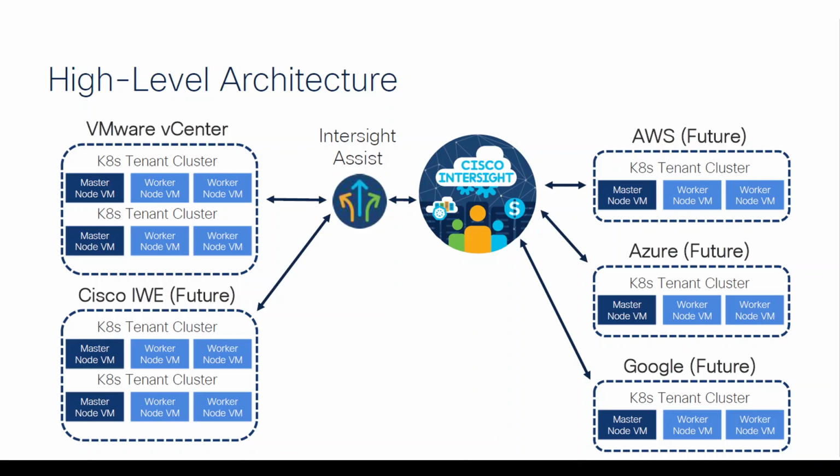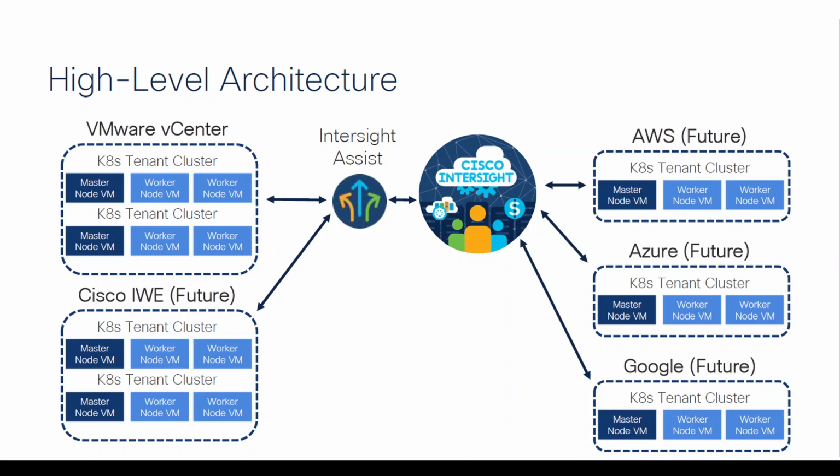So here's a quick diagram. Again, we see Cisco Intersight in the middle, and then for the public cloud providers on the right, since Intersight is a SaaS-based platform that lives on the internet, we can communicate directly with AWS, Azure, and Google APIs in the future. But for on-premises, which is shown on the left, that's where we need the Intersight Assist appliance, just to the left of Cisco Intersight in the center of the diagram here.